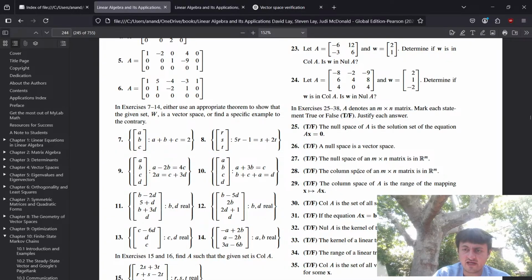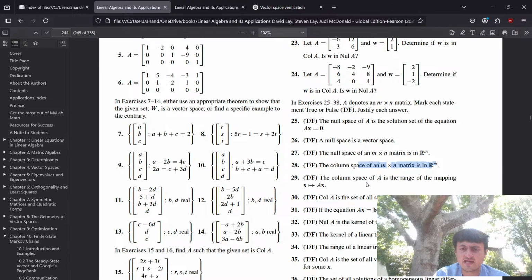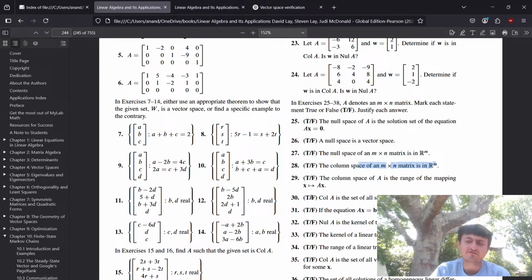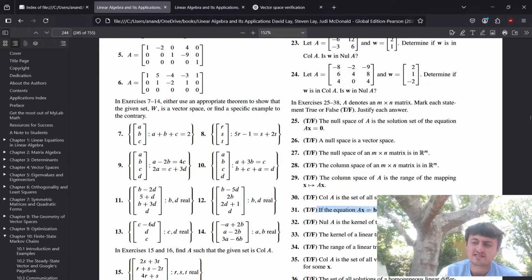28. The column space of an m by n matrix is in Rm. That is true. The column space of A is the range of the mapping x to Ax. That's true, yeah. The column space of A is the set of all solutions of AX equal to B. That's false. Because it's not elements of the domain, it's elements of the range. So that's false.